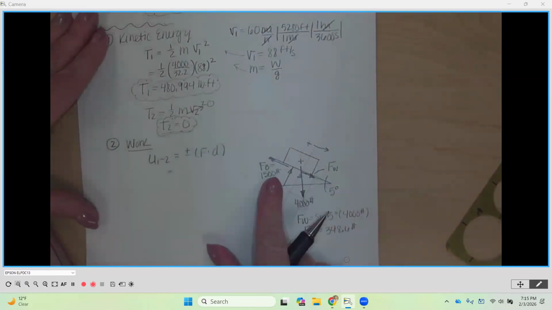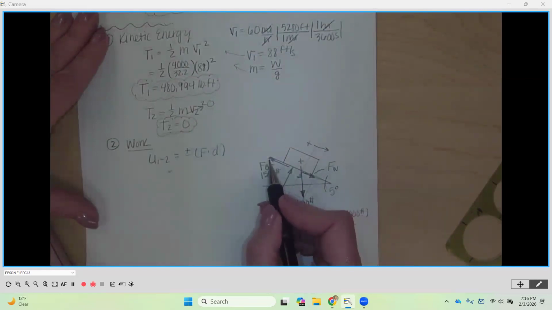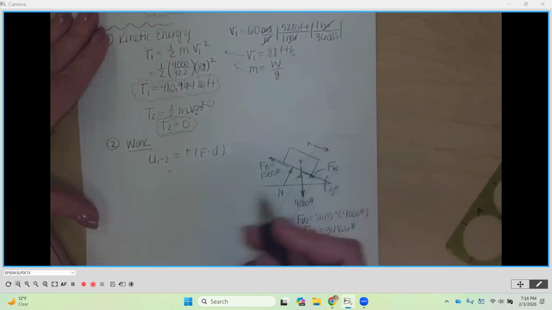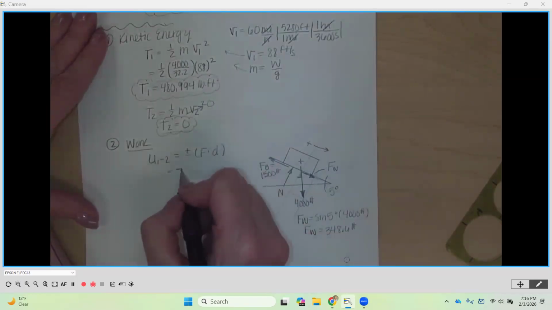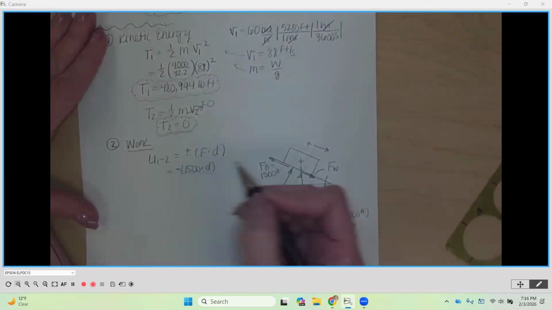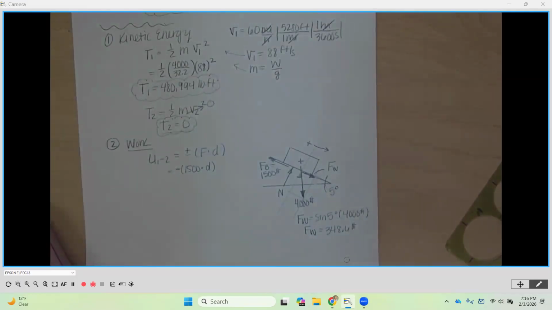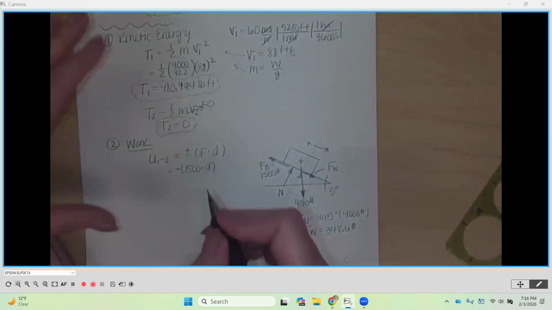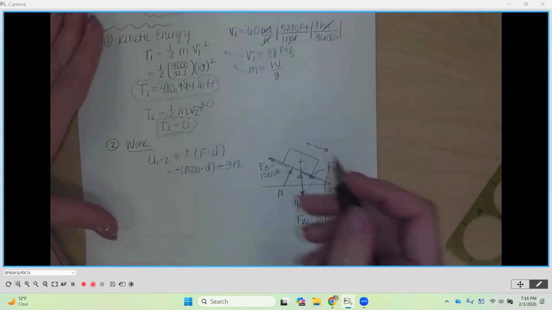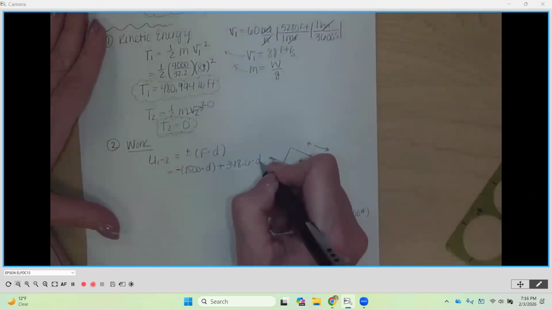So the 1,500, that is impeding motion, and it is pointing up and to the left. Our positive direction is down and to the right. So that means we're going to have a negative 1,500 times the distance D, that's going to be our stopping distance, plus the force FW, which is 348.6 times D.